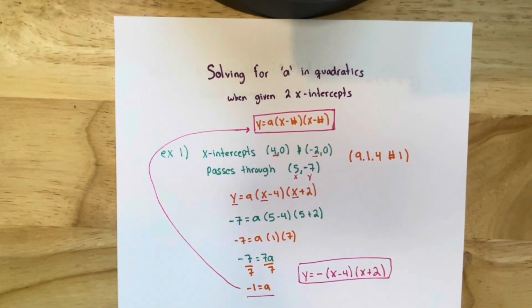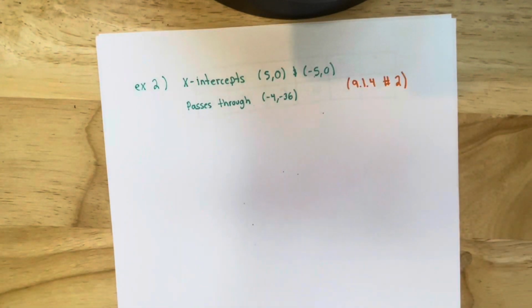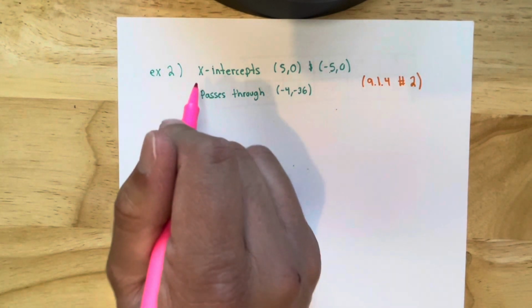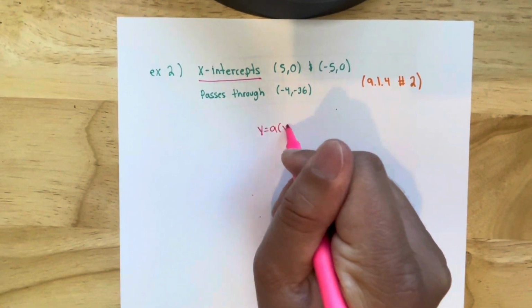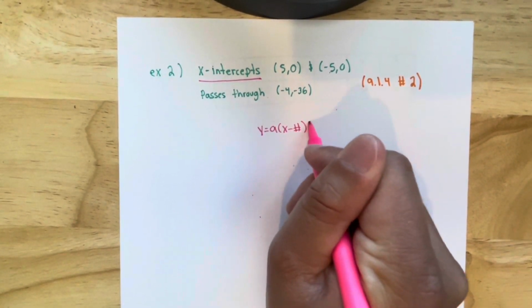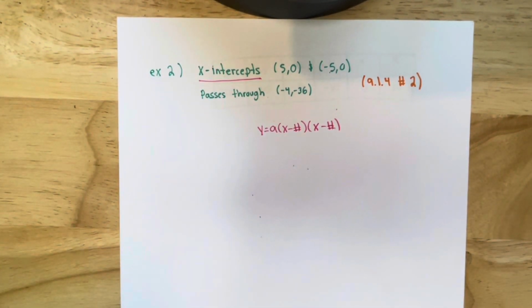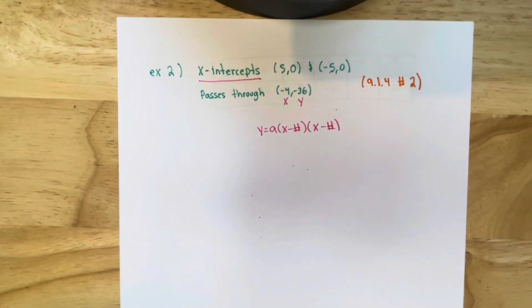Now we move on to our second example, where you'll notice the same thing. They start you off with two x-intercepts, and then it passes through a random point. What I want you to do instantly is ask yourself, what's given to me? The fact that two x-intercepts are given to me, I want you to think of this formula: a, x minus a number, x minus another number. And then the random point they give you is going to be the random x and the random y that you use in one step.